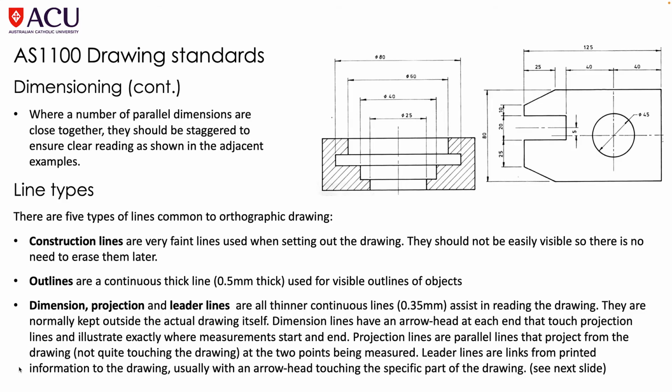Dimension, projection, and leader lines, which were discussed to some extent on the previous slide, are all thinner continuous lines, about 0.35 of a millimeter thick, and they assist in reading the drawing. They are normally kept outside the actual drawing itself. Dimension lines have an arrowhead at each end that touch projection lines and illustrate exactly where measurements start and end. Projection lines are parallel lines that project from the drawing, not quite touching the drawing. It was a 1 millimeter gap as specified previously.